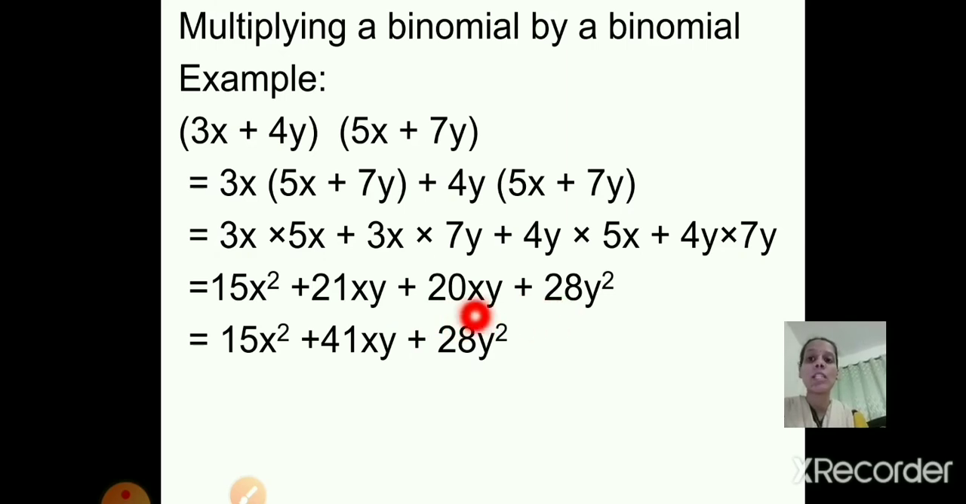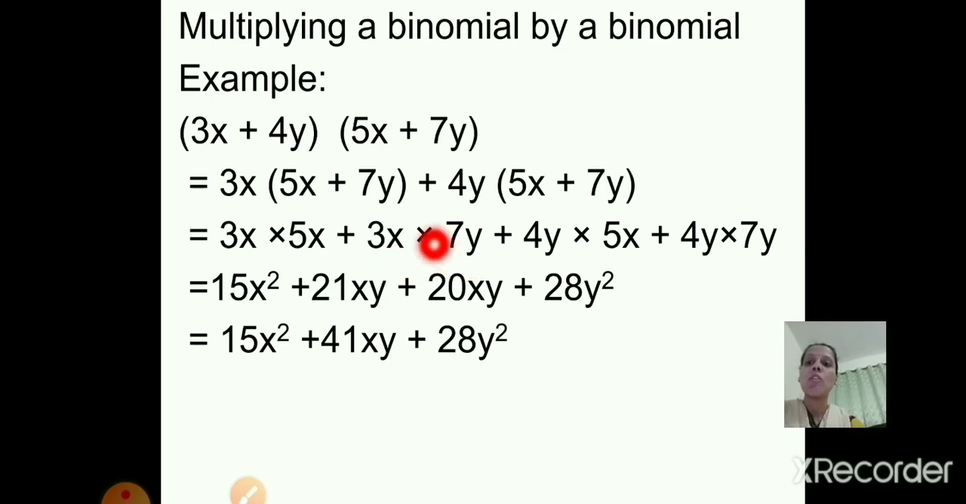Once again we will see 3x plus 4y, 5x plus 7y. First we will write down 3x and multiply this 3x by the second algebraic expression, that is 5x plus 7y. Now write down the second term, plus 4y, and again multiply this plus 4y by the second algebraic expression, 5x plus 7y, right? Now 3x multiply by 5x first, in between plus sign, again 3x multiply by 7y.